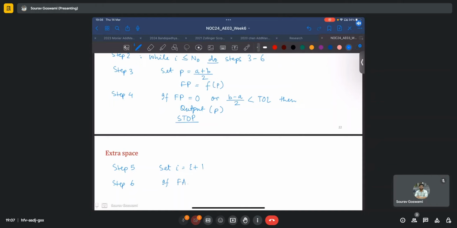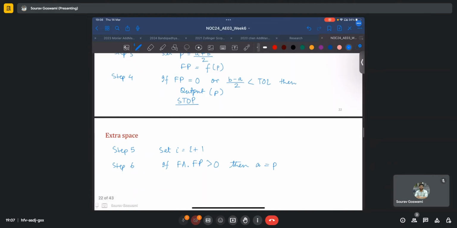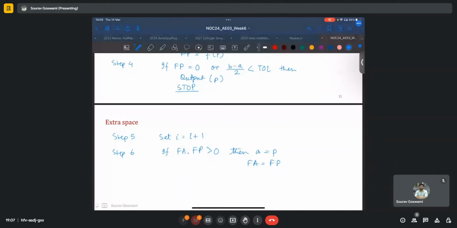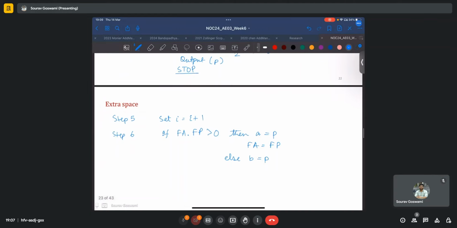Now if fa times fp is greater than 0, that is, the sign is the same, then a will become p. Similarly, fa will become fp, and if this is not the case, the signs are opposite, then b will become p. And this will continue till the maximum number of steps are consumed.